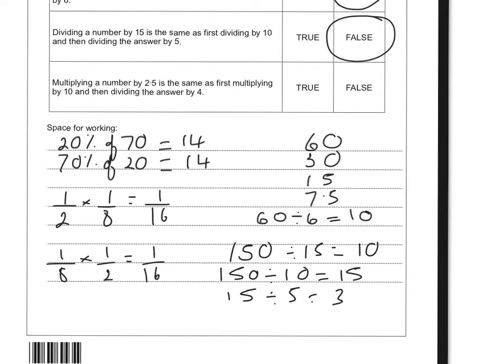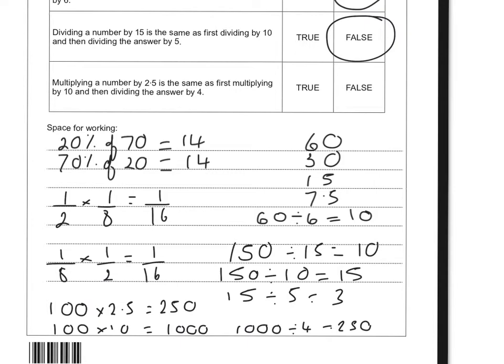Multiplying a number by 2.5 is the same as first multiplying by 10 and then dividing the answer by 4. Okay, so multiplying by 2.5, I'm going to pick 100 to start off with. So I've got 100 times 2.5 gives me 250. I'm then going to do 100 times 10 to give me 1,000, and then 1,000 divided by 4. A quarter of 1,000 is 250. We therefore know that that last answer is true.